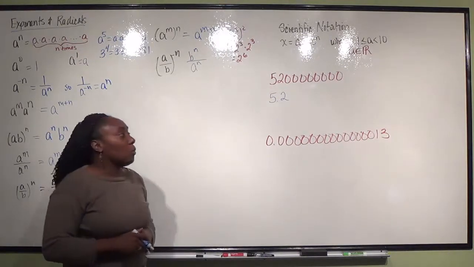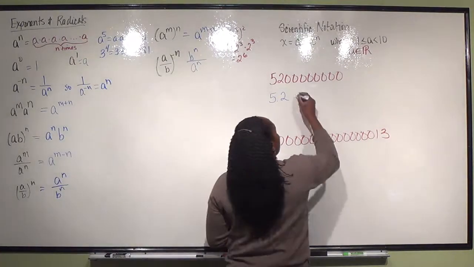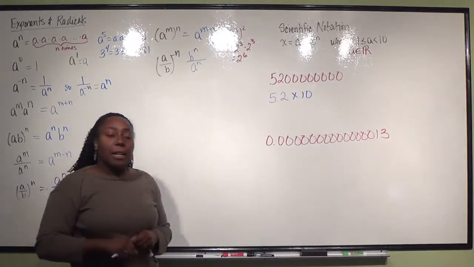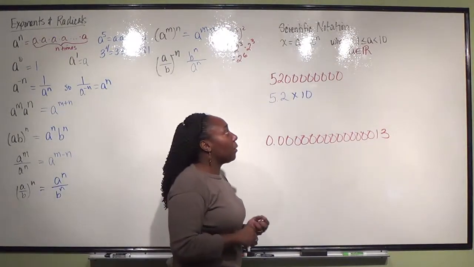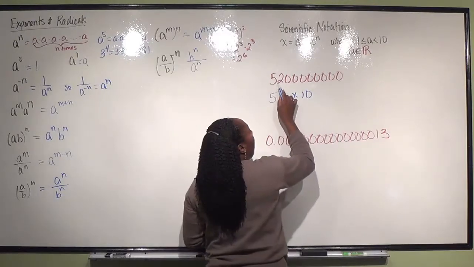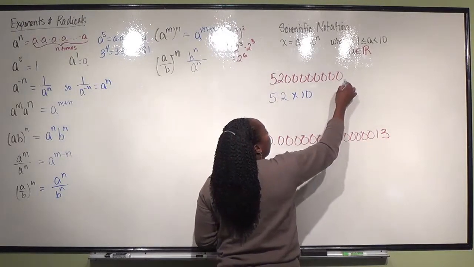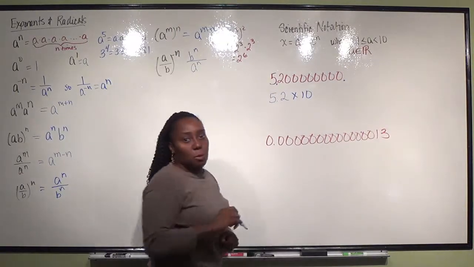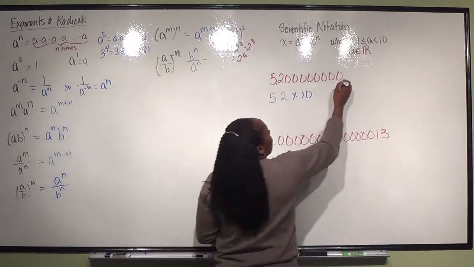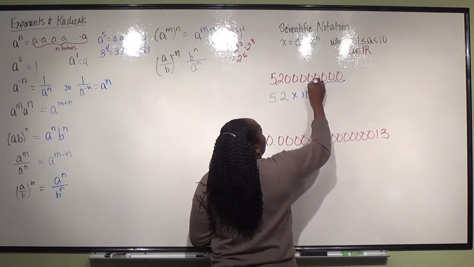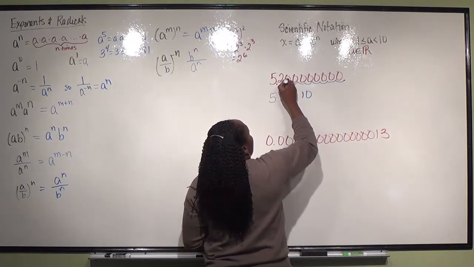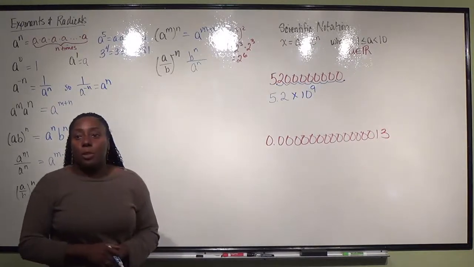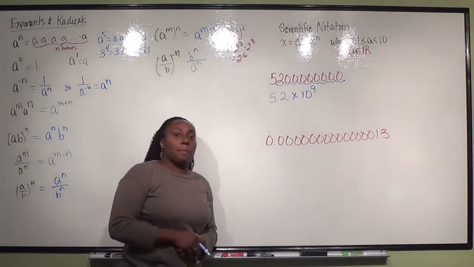There's my number between 1 and 10. And then, to get the number n, my natural number that I'm going to use for my power, I'm basically just looking at how many places I had to move from the end of that number to the place where I want to put the decimal point. Okay? So in this case, you can think 1, 2, 3, 4, 5, 6, 7, 8, 9 places. So this is 5.2 times 10 to the 9th.